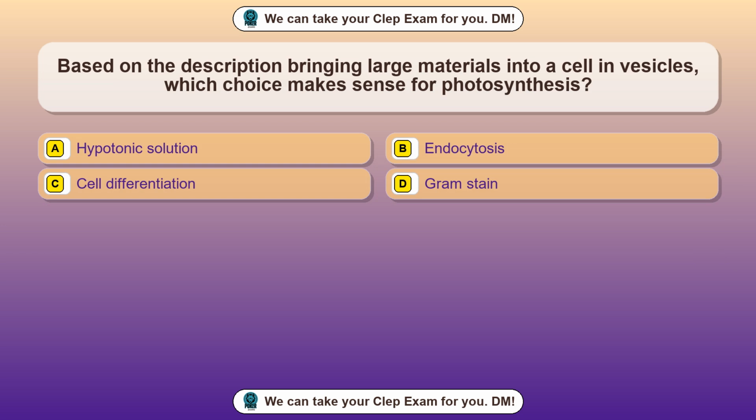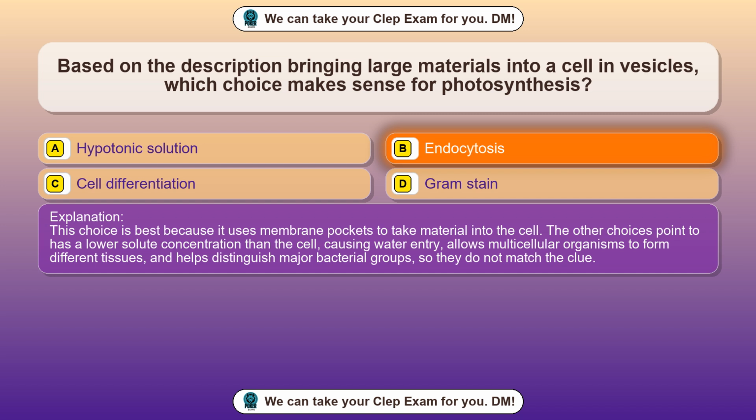Question 46. Based on the description bringing large materials into a cell in vesicles, which choice makes sense for photosynthesis? Option A, hypotonic solution. Option B, endocytosis. Option C, cell differentiation. Option D, Gram stain. The correct answer is option B, endocytosis.